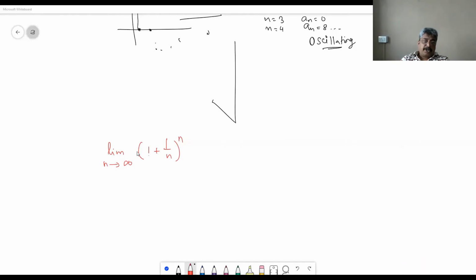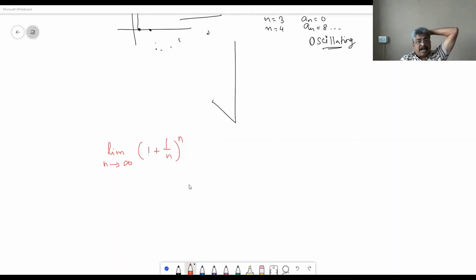Limit n tends to infinity 1 plus 1 upon n raised to n. Now, the behavior of 1 upon n as n tends to infinity we have observed. The behavior of a raised to n we have observed. Now, this is a very interesting limit because this is not 1 raised to n. This is 1 plus something raised to n, and 1 plus a small quantity raised to a big quantity. That makes it interesting.